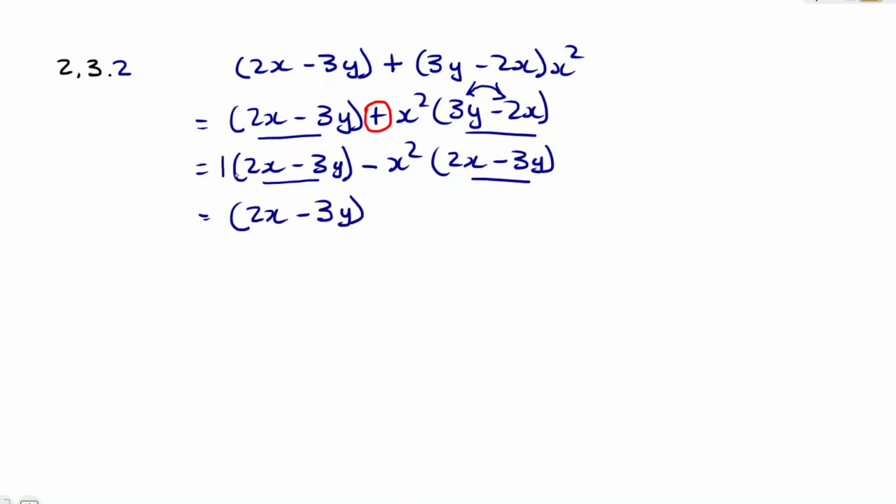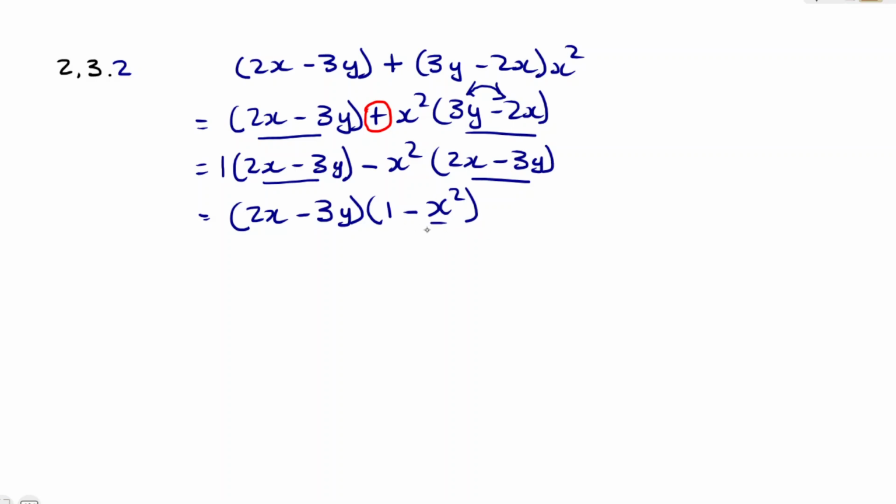2x minus 3y. Then what will I be left with? I'm going to be left with a 1 minus, if I take this 2x minus 3y as my common factor, I'll be left with this x squared. So this is the factorization, but I still have this x squared now.